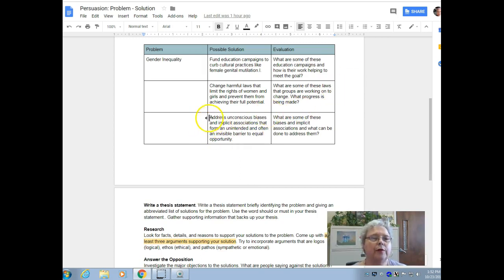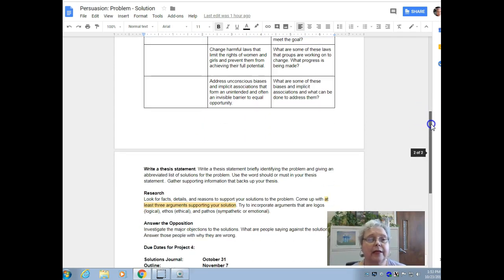And then my third solution here was to address unconscious biases and implicit associations that form an unintended and often invisible barrier to equal opportunity. What are some of these biases and implicit associations that I'm talking about here, and what can be done to address them? How are we going to address such things as this? For instance, using sexist language. If you hear it being used, step up and say, you know, that's very sexist. You should consider that doctors are not just men; they are women also, or something to that effect.